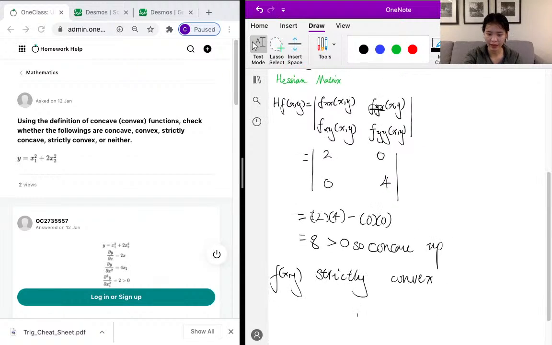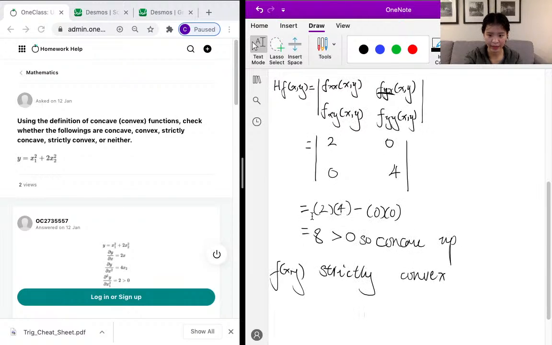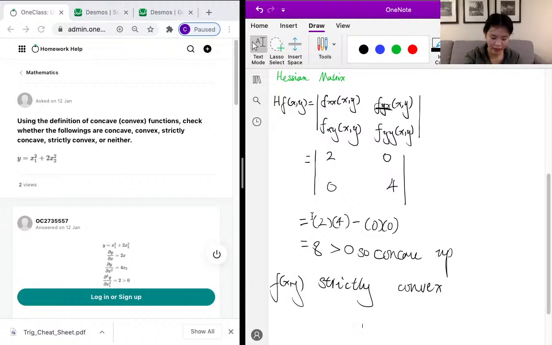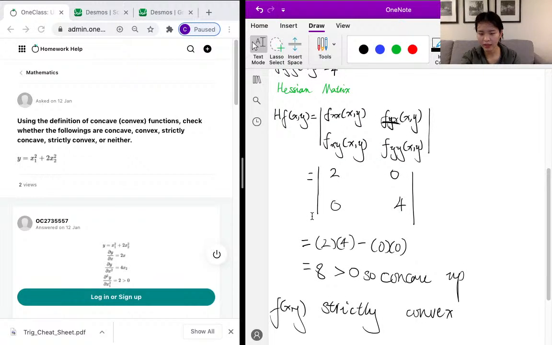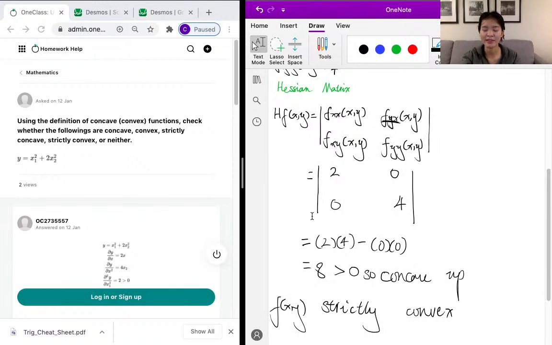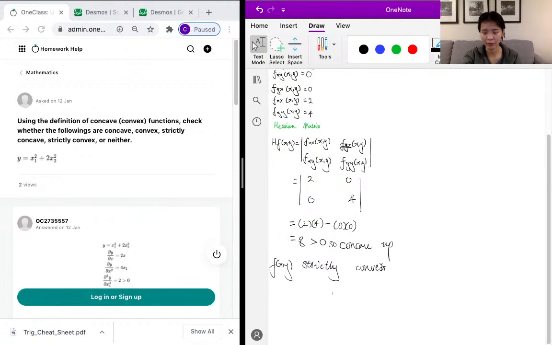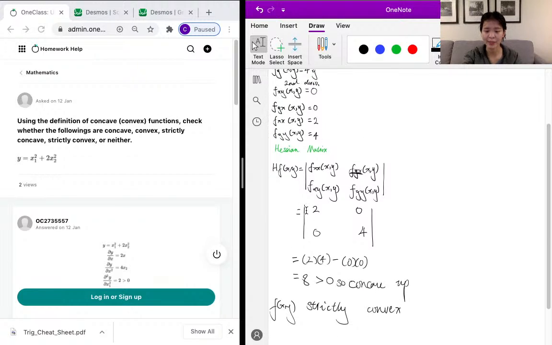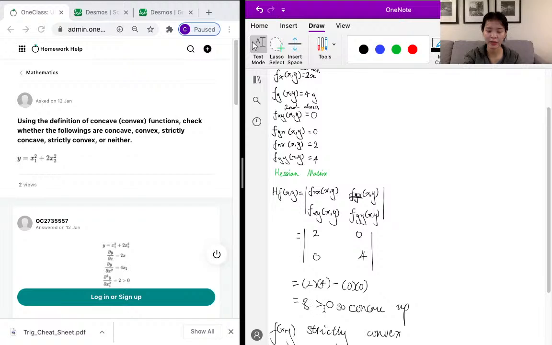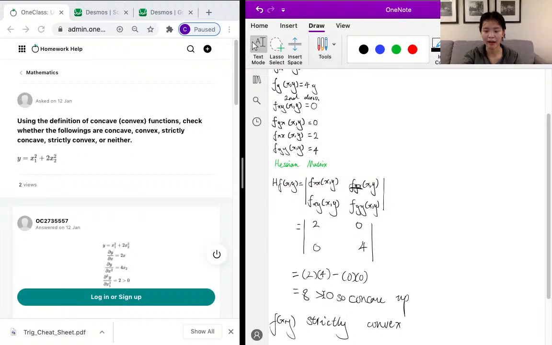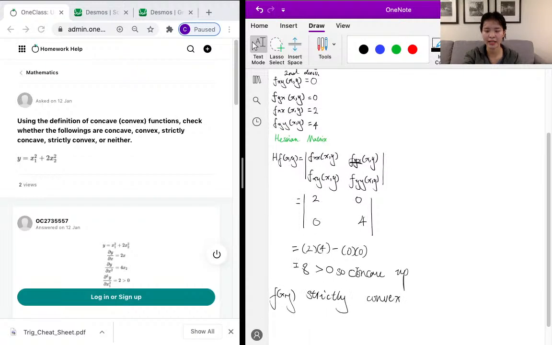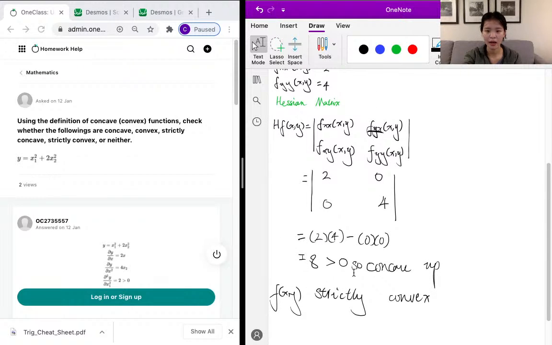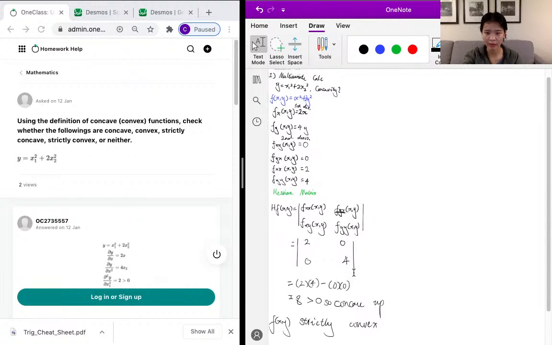So we know our function f of x, y is strictly convex in this case, because convex is concave up and concave is concave down. And I prefer using the word concave up because it just makes more sense geometrically, and it's easier to remember than the word convex. But since the question asked us in terms of convex and concave, we can just say the function is strictly convex. If it's larger than or equal to 0, you can say that it's convex, but it's strictly larger than 0. Our Hessian matrix here is strictly larger than 0, so you say it's strictly convex.